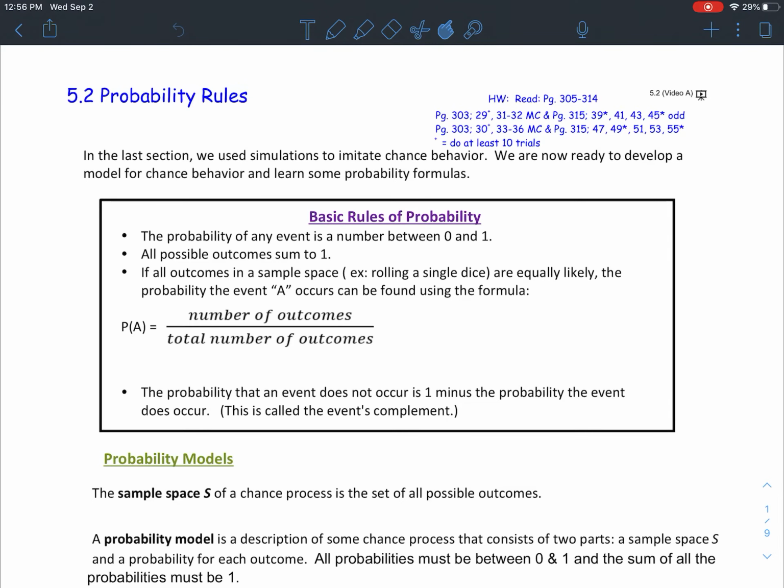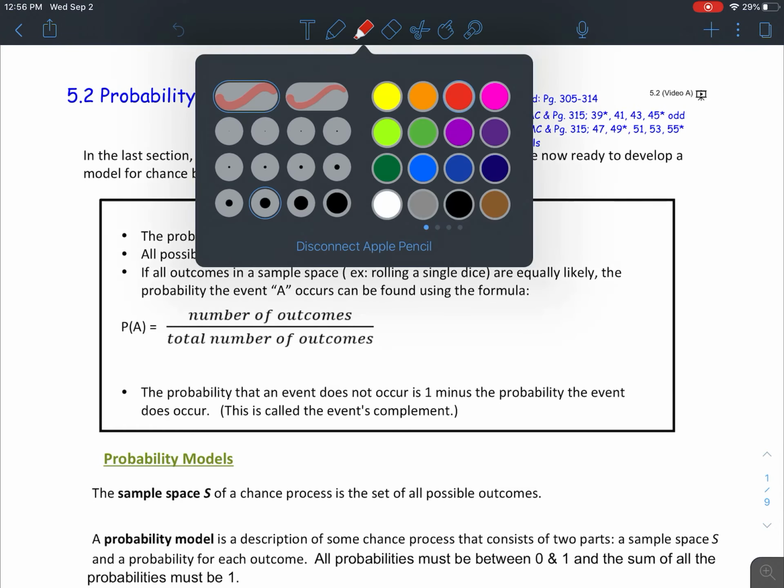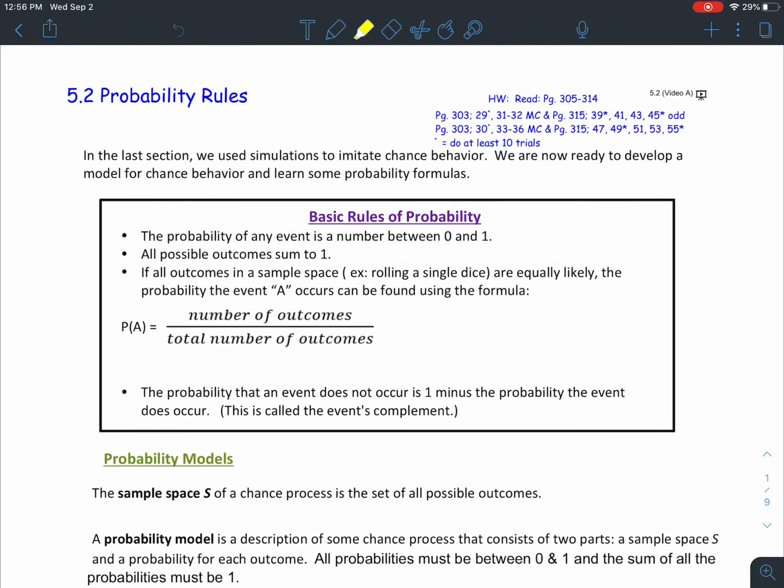Okay, we're going to start section 5.2, moving into some of the different rules for probability. I know that in the last section we really used some simulations to try to mimic or imitate this chance behavior, but we're going to move into some different probability formulas. Now, some of these things you are already familiar with.